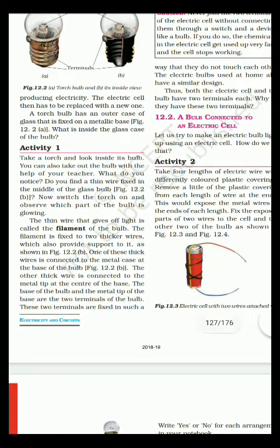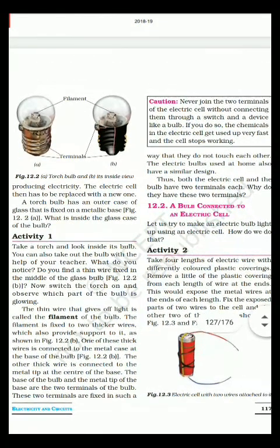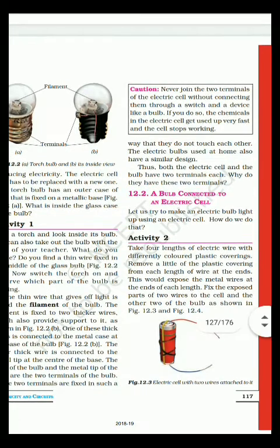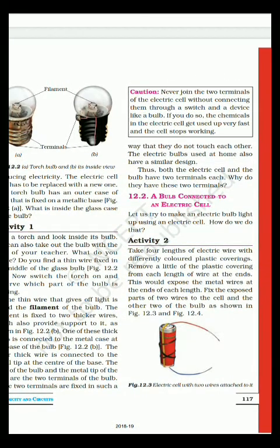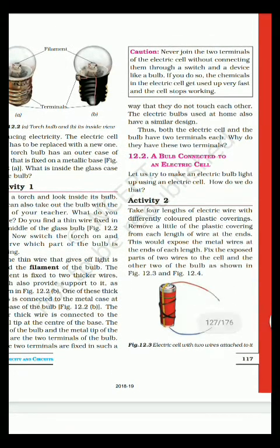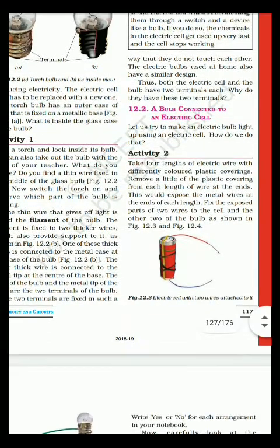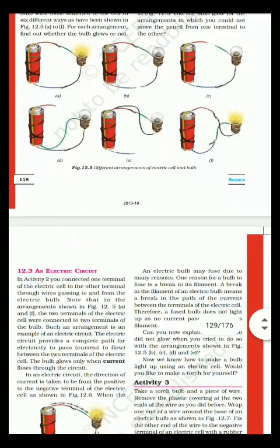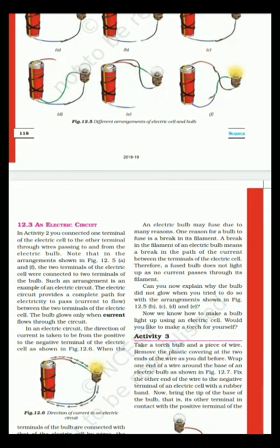in that image. The base of the bulb and the metal tip of the base are the two terminals of the bulb. These two terminals are fixed in such a way that they do not touch each other. The electric bulbs used at home also have a similar design. Thus, both the electric cell and the bulb have two terminals each. And we can see a bulb connected to an electric cell. Let us try to make an electric bulb light up using an electric cell. That is the activity. But we don't need that, I am skipping it.